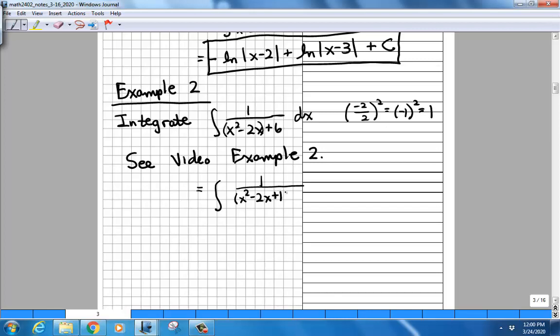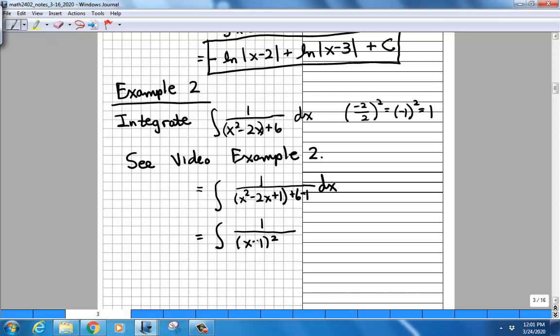So you're going to add 1 inside the parentheses, and then outside the parentheses you're going to compensate for that by subtracting 1. So we end up here with the antiderivative of 1 over, and now x squared minus 2x plus 1, that factors as x minus 1 squared.